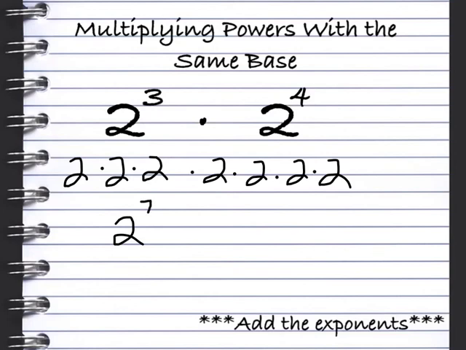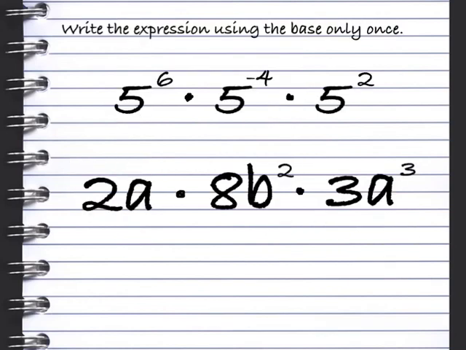So when you're multiplying powers with the same base, you can actually just take the base, add together the exponents, and that's your little shortcut. Real quick, again, when they have the same base, you just add together the exponents. So 6 plus negative 4 plus 2 would end up being 5 to the 4th power.